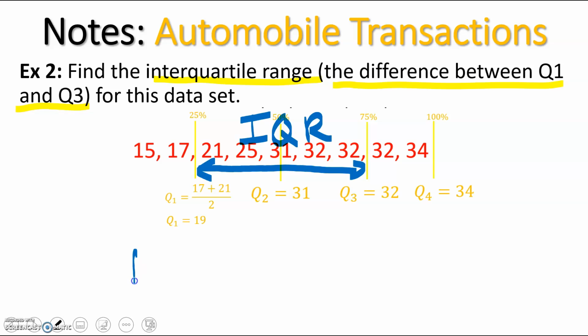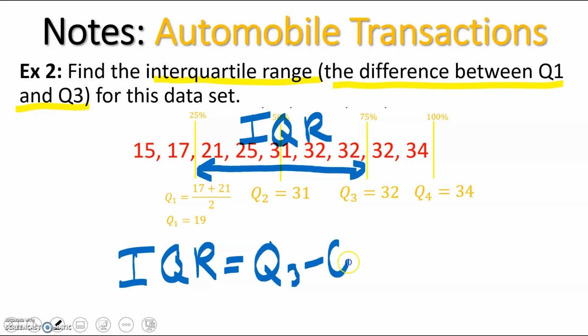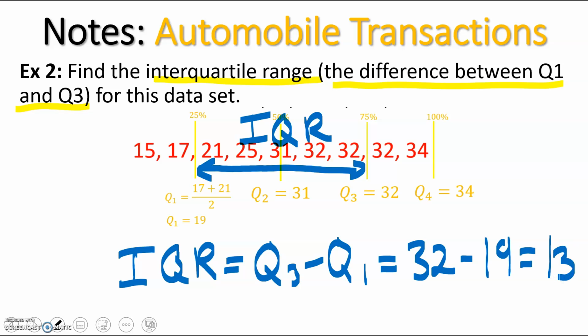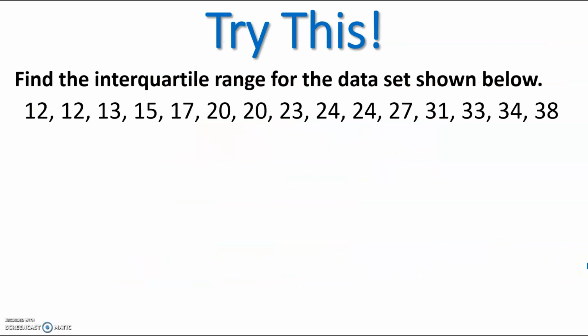In this case, our IQR, as I said, is Q3 minus Q1. In this case, that is 32 minus 19. So our interquartile range is 13. Now it's your turn to try. Try this. Find the interquartile range for the data set shown below.